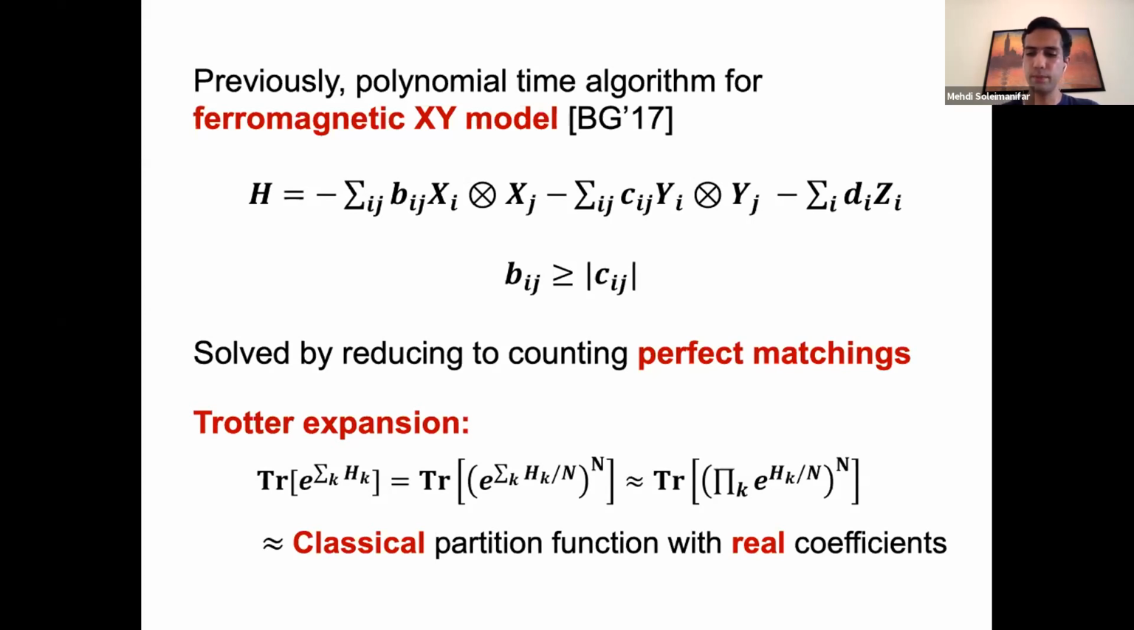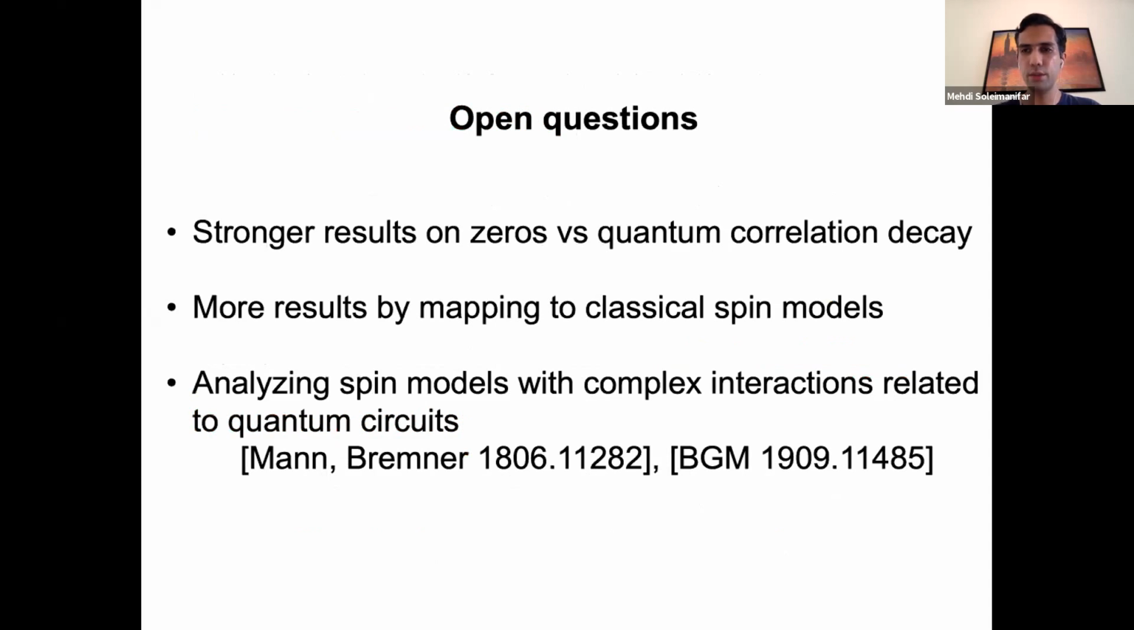So yeah, I think that's basically all I wanted to say. There are some open questions. As I said, the picture we have for quantum spin systems is still very incomplete. We don't have the equivalent of various results for classical spin systems yet. In particular, it would be nice to have stronger results on the complex zeros, their connection with correlation decay, or just better algorithms for quantum partition functions.